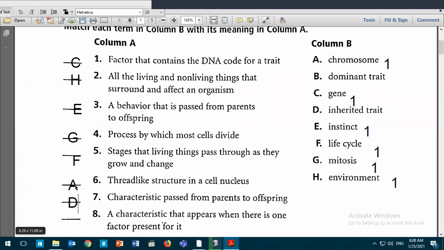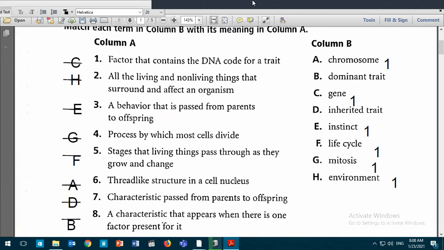Read number 8, please, Uday. A characteristic that appears when there is one factor present for it. Yes, this one is going to be the dominant trait. Can you guys see?